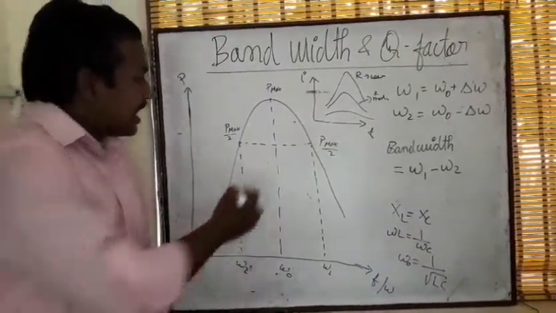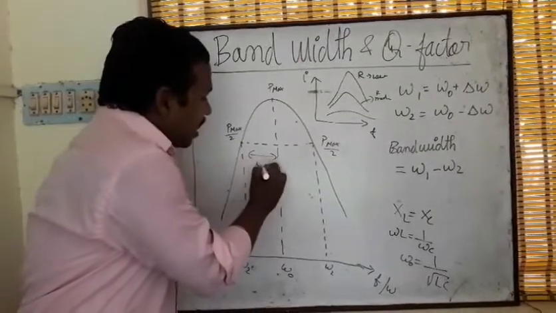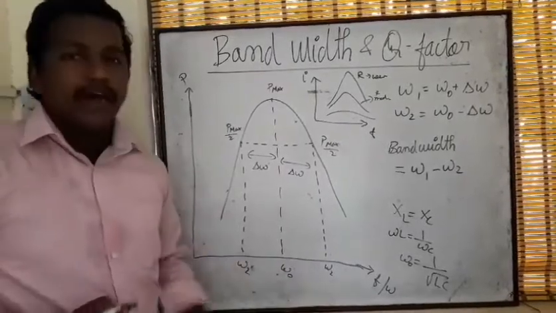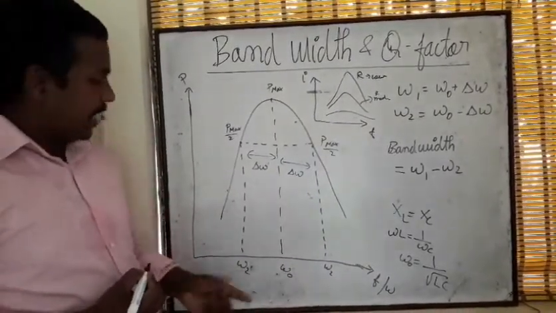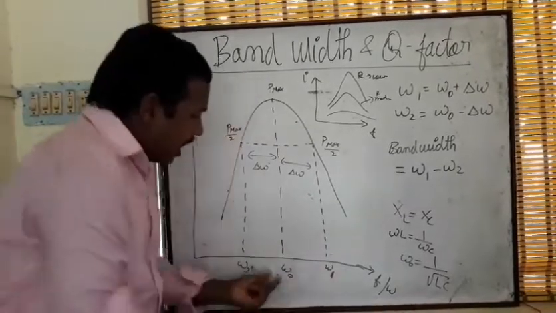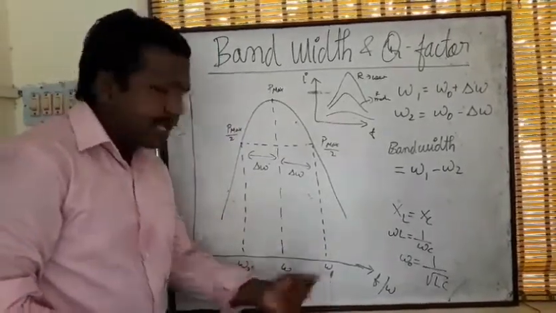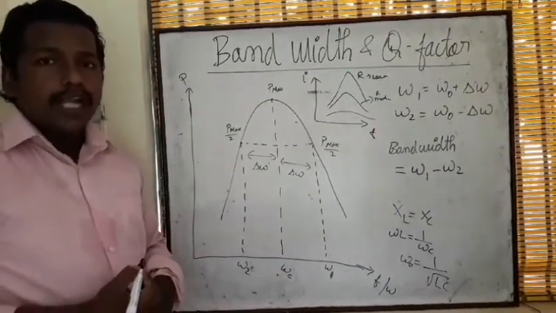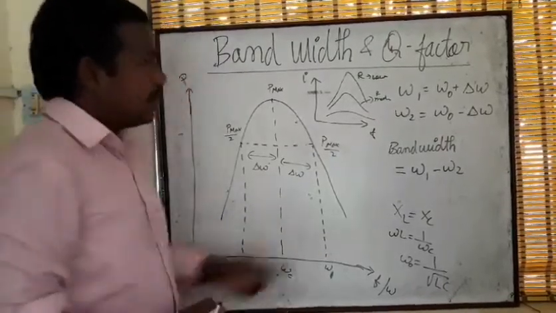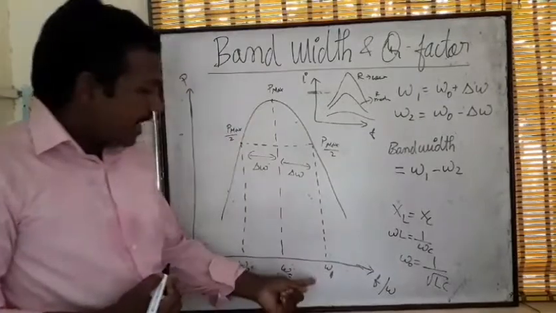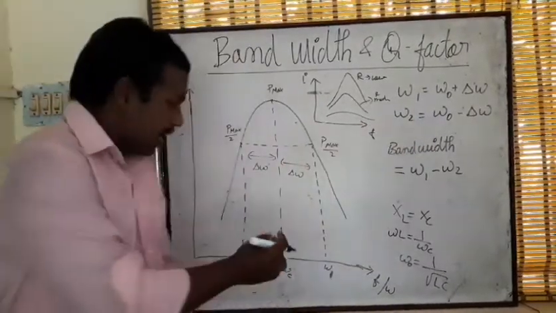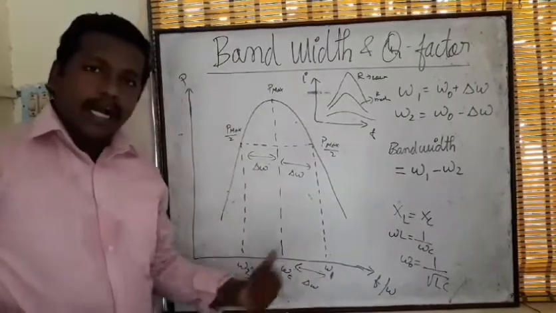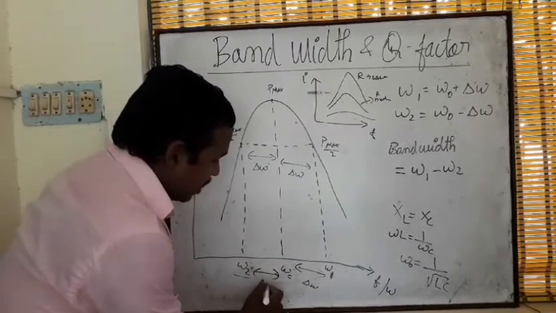Okay, the range of the bandwidth is called del omega on each side. So omega naught plus del omega we can take as omega 2. Okay, omega naught minus del omega we can take as omega 1. So omega 2 is equal to omega naught plus del omega, and omega 1 is equal to omega naught minus del omega.